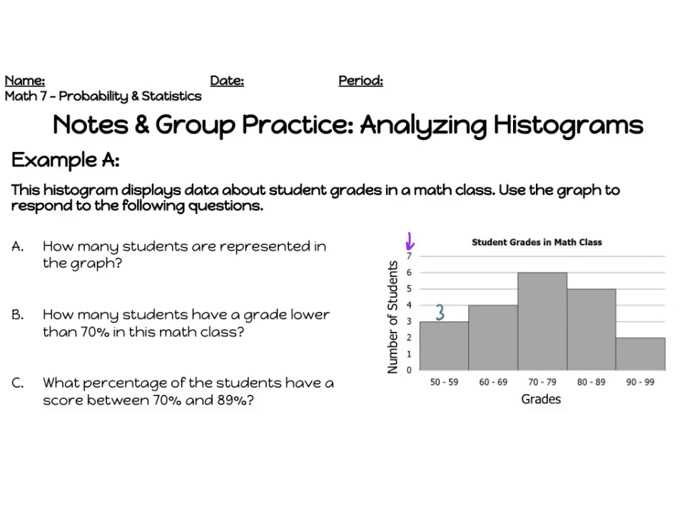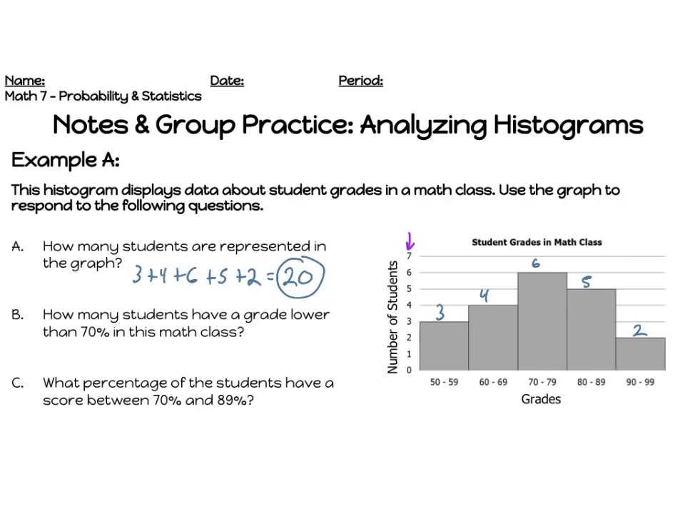So we have 3 students here, we have 4 students here, we have 6 students here, we have 5 students with a grade of 80 to 89, and then we have 2 students with a grade of 90 to 99. So now we're just going to add those all together to figure out how many students are represented in our graph. So we're going to take our 3 plus our 4 plus our 6 plus our 5 plus our 2 to figure out the total number of students. 6 plus 4 is 10, 10 plus 5 is 15, 15 plus 3 is going to give us 18, 18 plus 2 is going to give us 20. So there are 20 students in this graph, and that answers that first question.